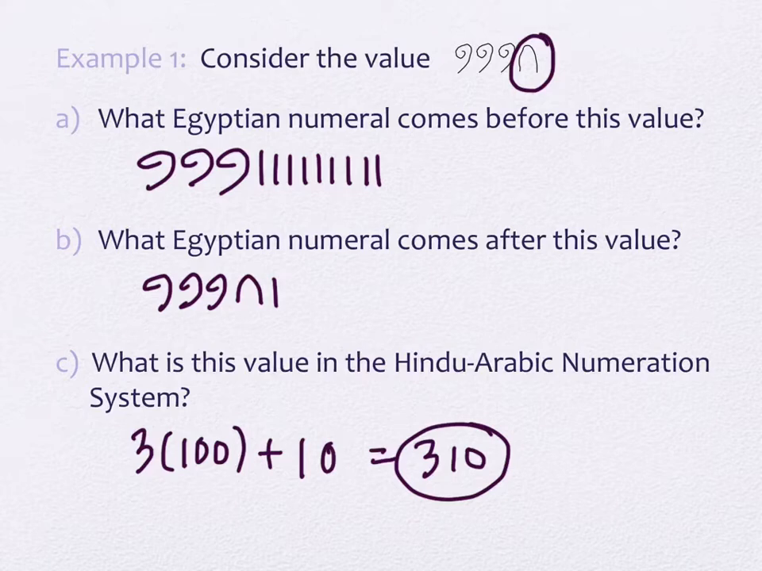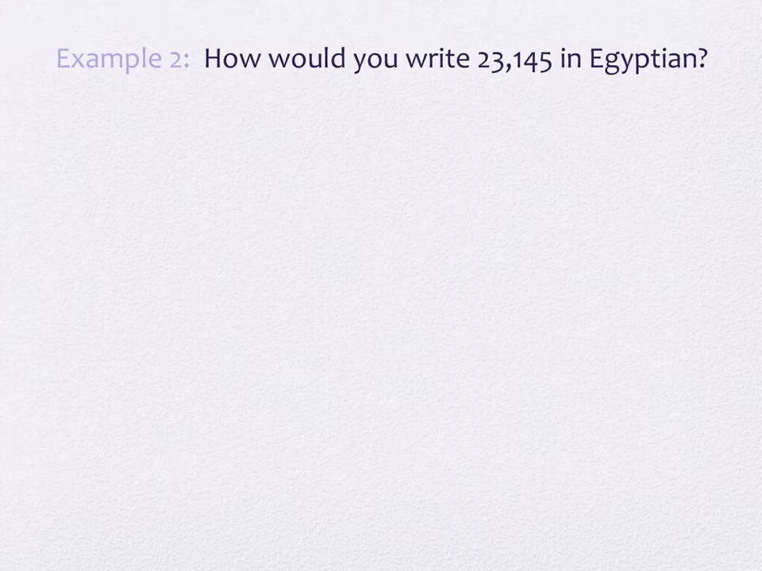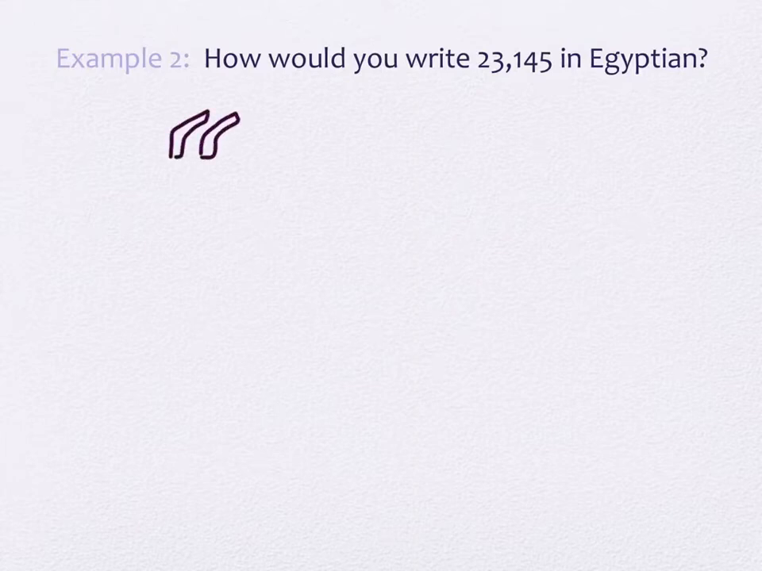And now we're going to do it in reverse. We're going to start with one of our numbers, and we're going to write it in their system. So this number is 23,145. So we're going to go digit by digit. What is the first digit? 20,000. Exactly. It's a 2 in the 10,000s place. So how do I get a 10,000 in their system? What does it look like? A pointing finger. So I need 2 pointing fingers. You got it. So do your best to draw 2 pointing fingers. They're going to look better than mine. I'm sure of it.